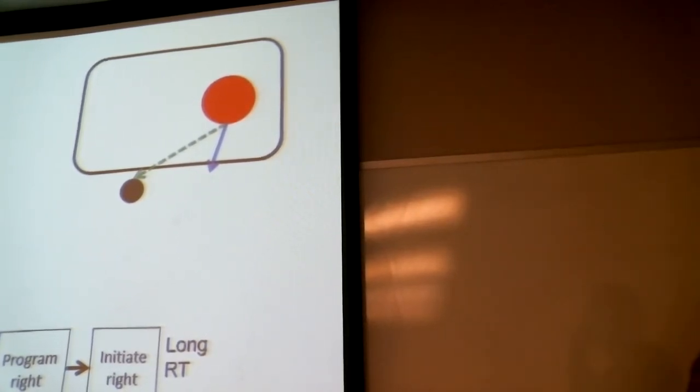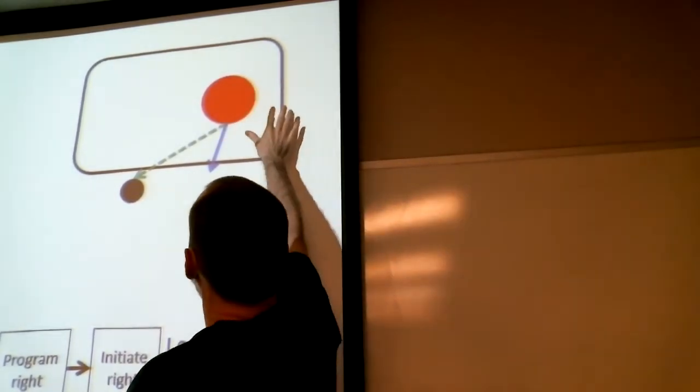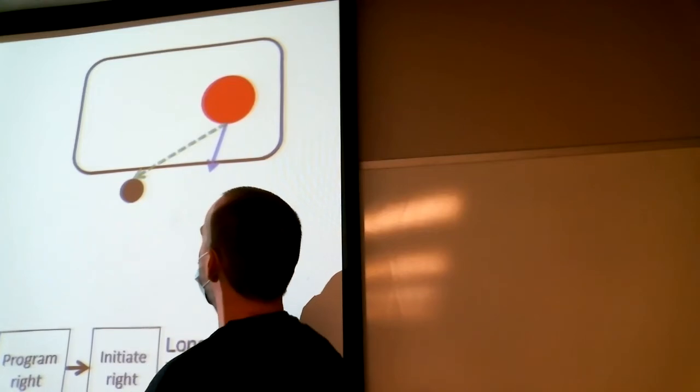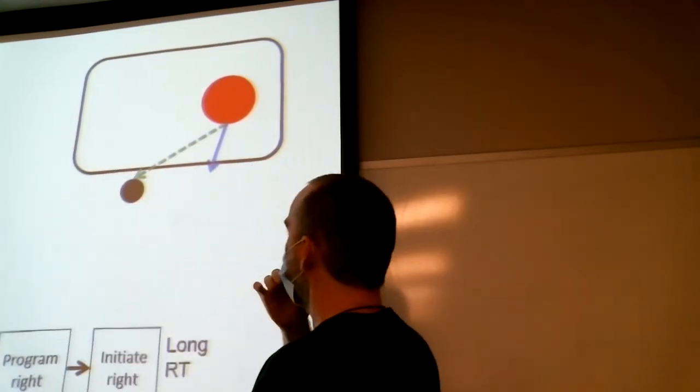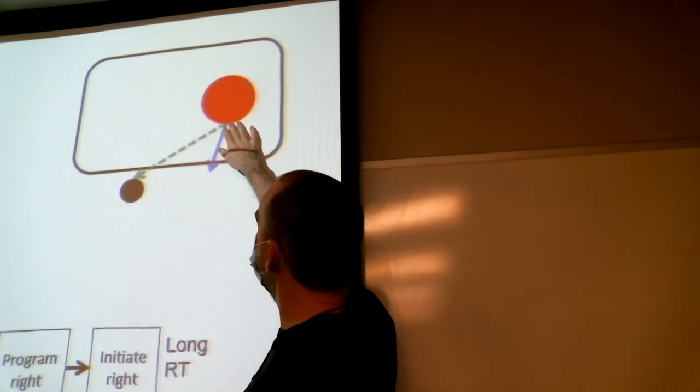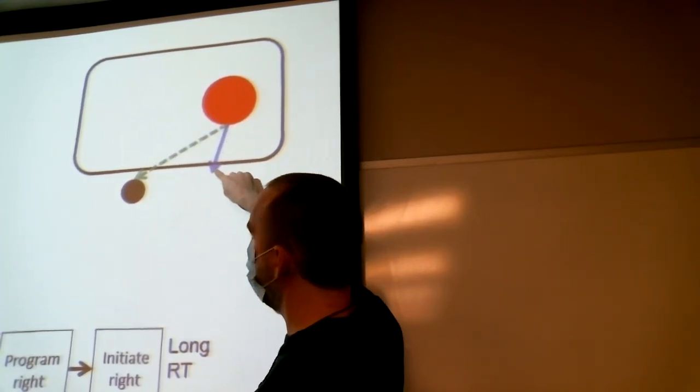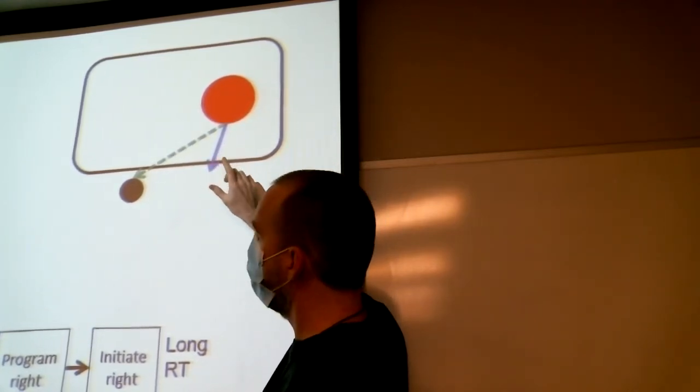In an incompatible trial, so this is an example of red is on the right, you have to press left. We could have also looked at blue on the left where you have to press right. And here I'm trying to show what the automatic pathway wants to do. So it wants to select.